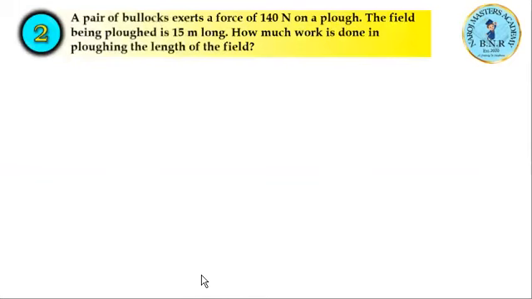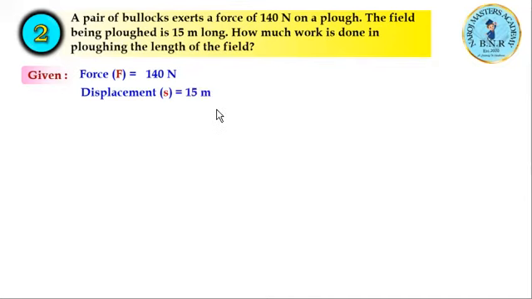Second problem. A pair of bullocks exerts a force of 140 newtons on a plow. The field being plowed is 15 meters long. How much work is done in plowing the length of the field? So here, with the help of bullocks, we are plowing the earth, what we call a field, 15 meters long. You can see here, the force applied is 140 newtons on the plow, and displacement is 15 meters.